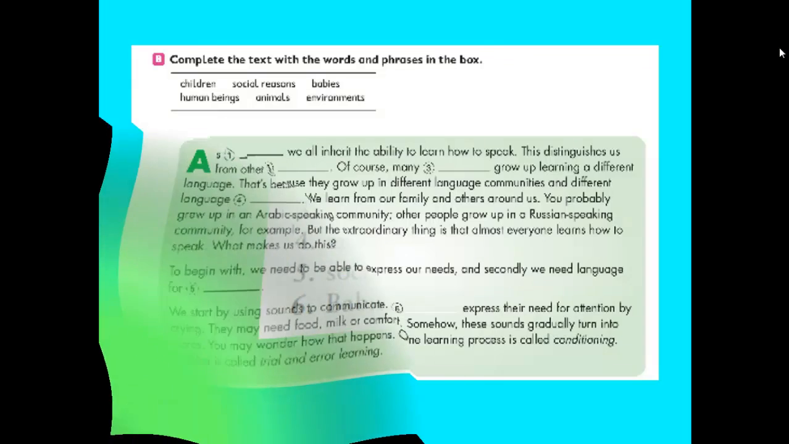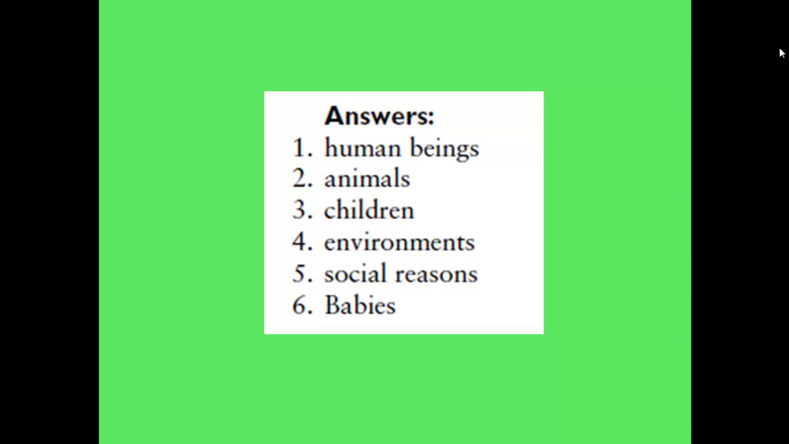Now you can see the answers, my students, in front of you. You can read them carefully, and after that you can write them down in your books. The first one, human beings. Then number 2, animals. 3, children. 4, environments. 5, social reasons, and then number 6, babies.